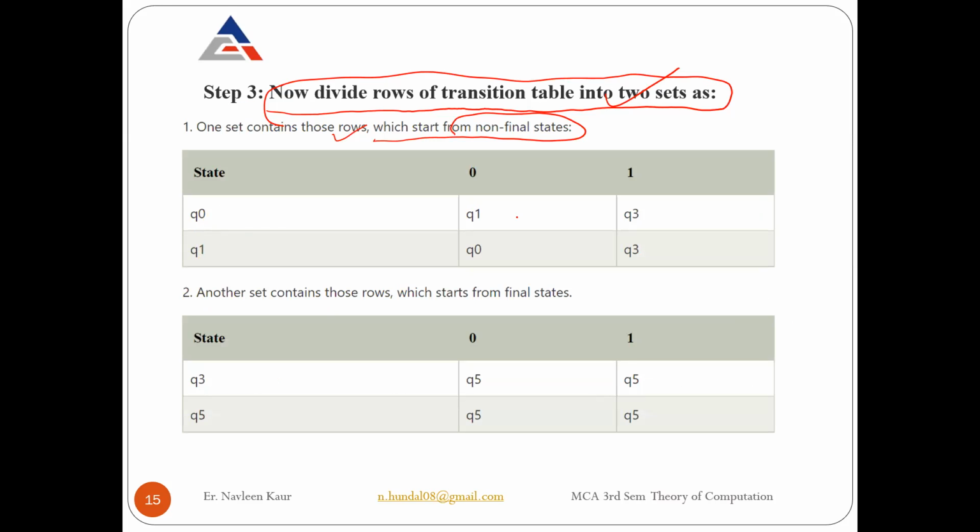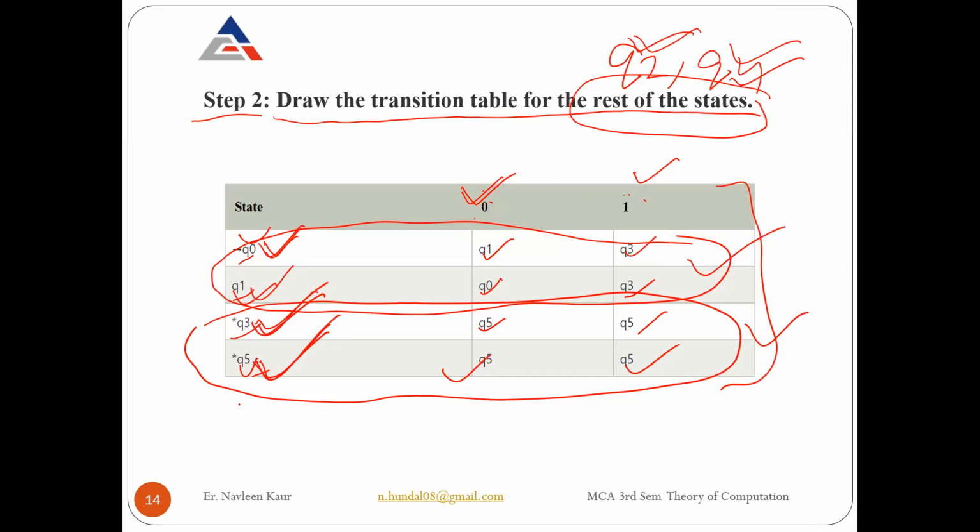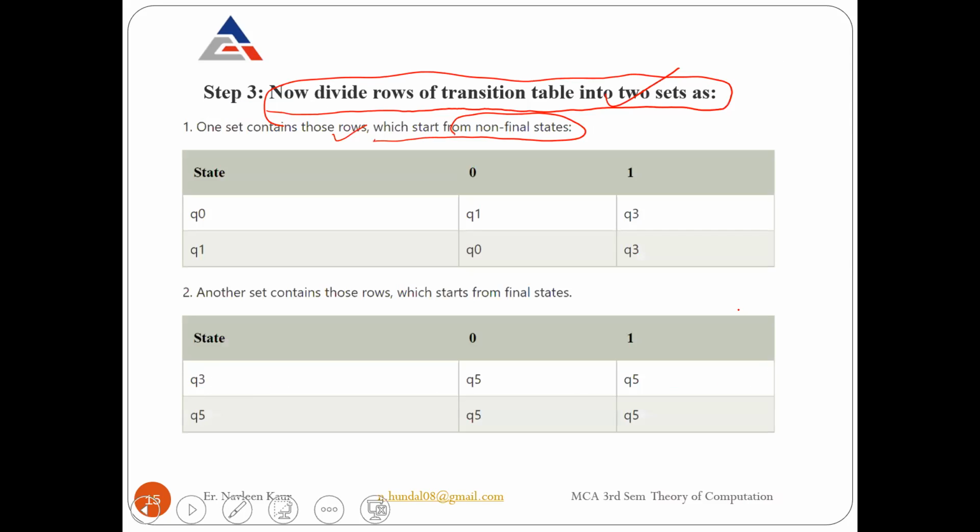Q0 and Q1 and their respective outputs, the other states, and then Q3 and Q5, which are the final states. Can you see? This is one set I have created. This is the other set I have created here. I have just divided it. The first set is only of those rows which start from non-final states. The other set is of those rows which start from the final states.